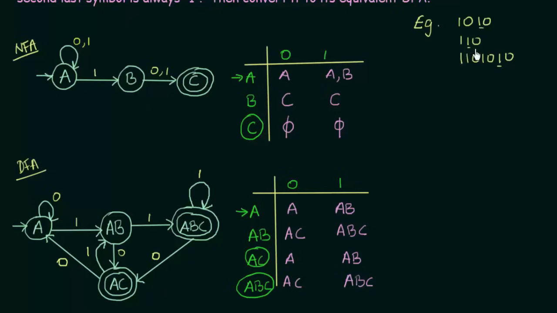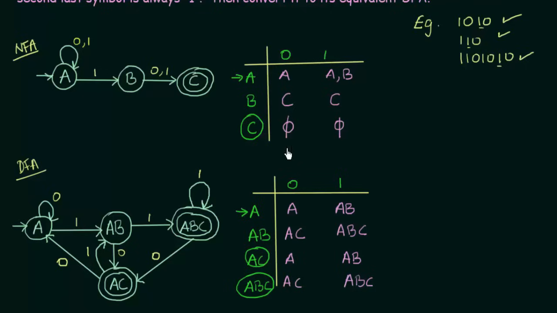Now let's check this one: 1 1 0. It comes to AC, so that is also accepted because this is the final state. And let's check this: 1 1 0 1 0 1 0. It comes to AC, which is the final state, so this is also accepted. So we see that all these three are accepted because each ends with 1 as the second last symbol.